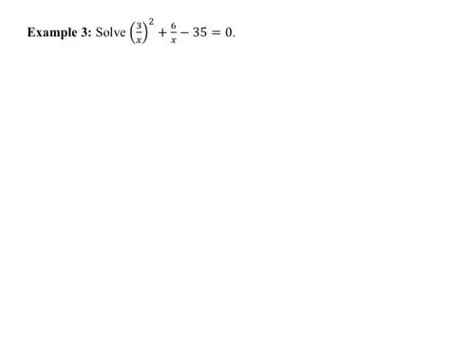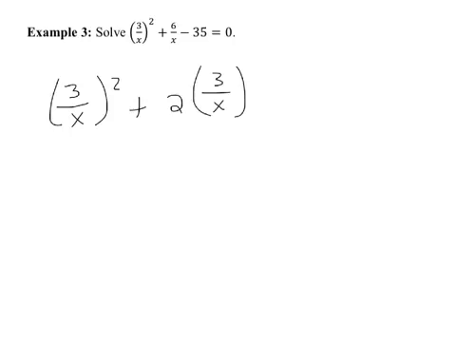Now, at first it looks like there's a problem here because the middle term is 6 over x, but the first term is not 6 over x squared. Well, it's not really that big a deal. All we can do is start by doing this, right? Write it as 3 over x still. But then here, let's take out simply a 2 out in front. And then we can write this as 3 over x, and then minus 35.